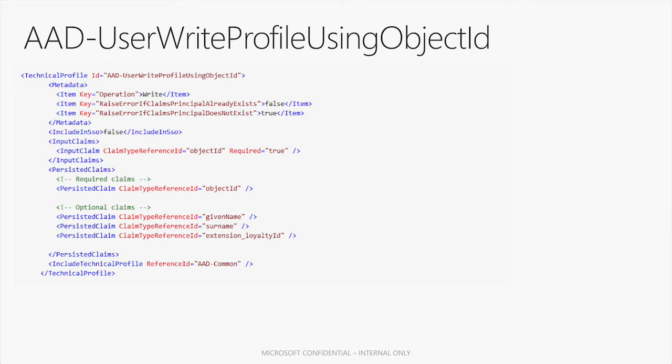Okay, so let's move forward. This is how input claims, input claim transformations, and output claims and output claims transformations are processed. Question?